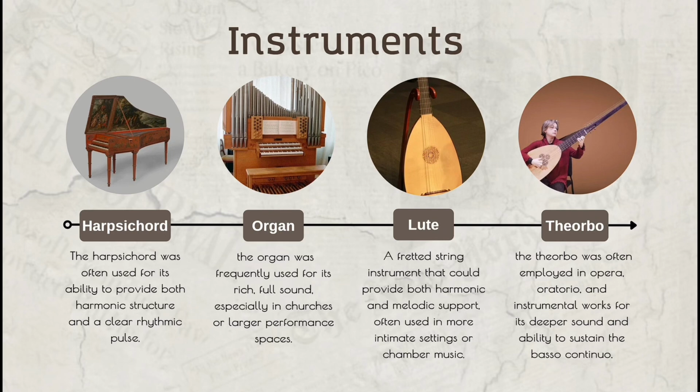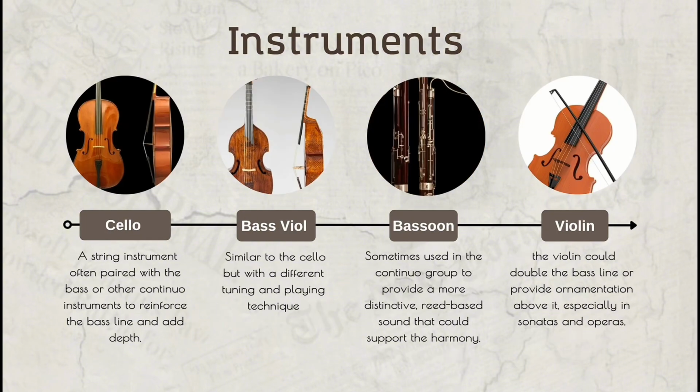Other than that is theorbo. Theorbo is a larger bass version of the lute. The theorbo was often employed in opera, oratorio, and instrumental works for its deeper sound and ability to sustain the basso continuo.